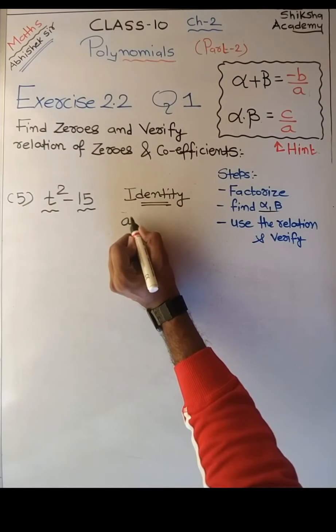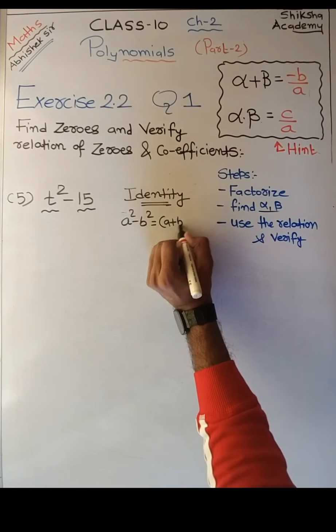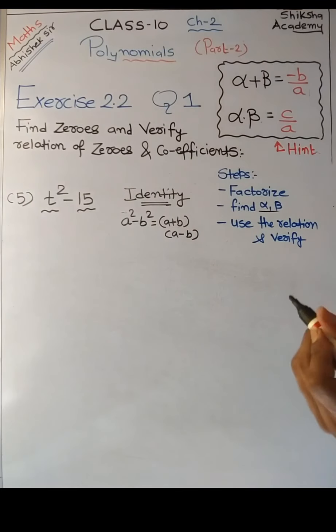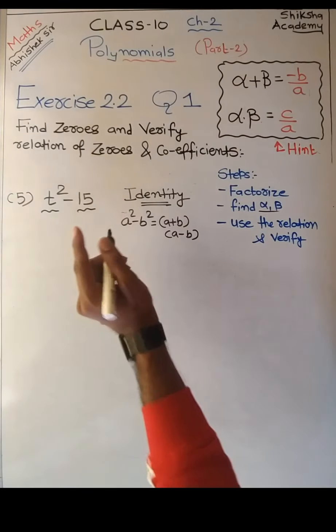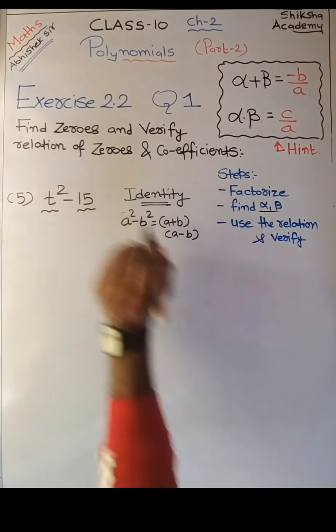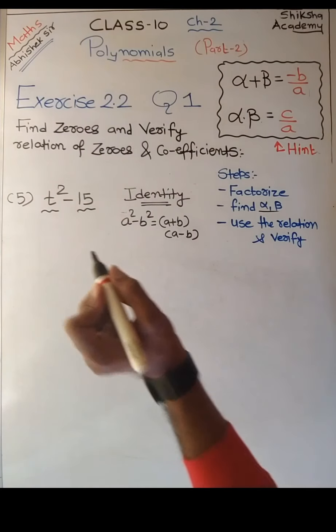So we will use a square minus b square, and that is a plus b into a minus b. So converting this is very important. Questions like these can always come in the exam as they are confusing, right? Let us first of all decide what is a, b and c.